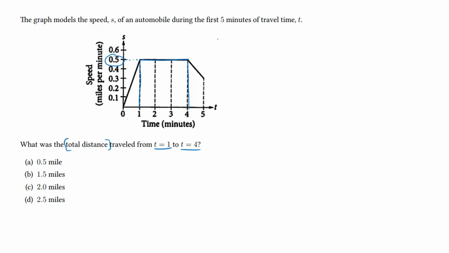Don't forget your DIRT formula, that distance equals rate times time. Since we're interested in distance, we can plug in the rate, which we determined to be 0.5, with the total amount of time elapsed. Don't confuse this with the number 4. It's actually the distance between time 1 and 4, so 4 minus 1, which will be 3. 3 times half is 3 halves, or simply 1.5.